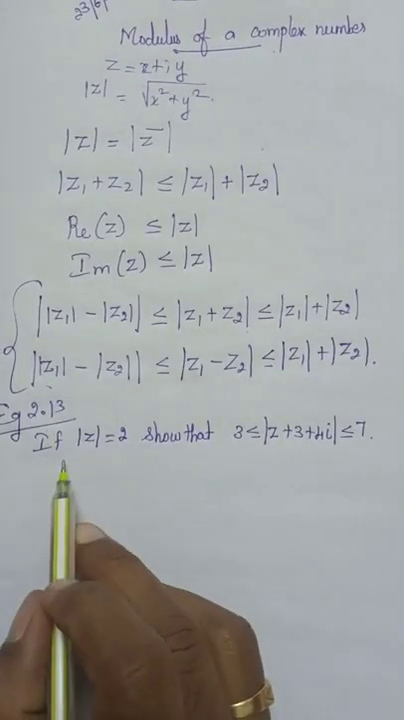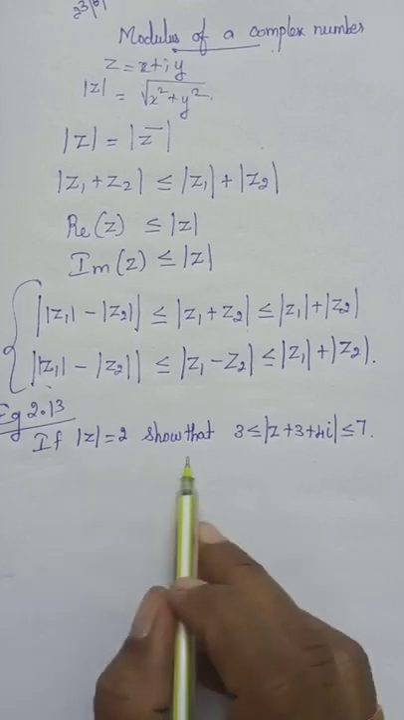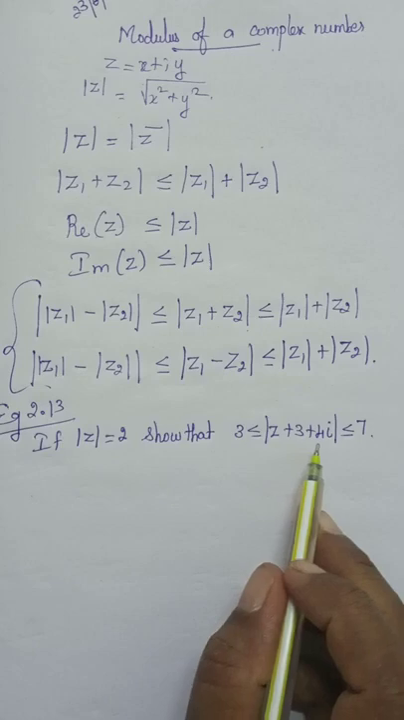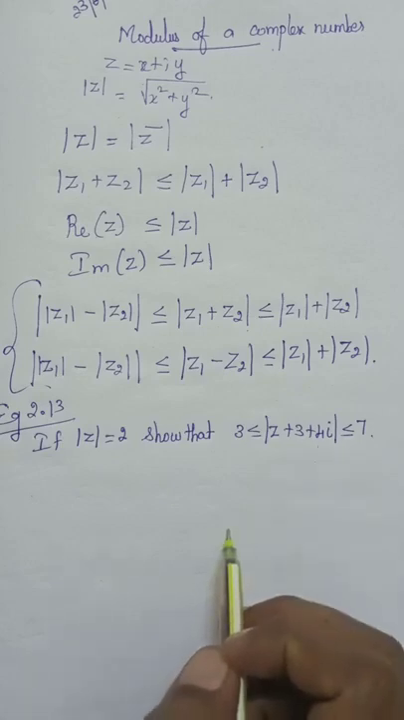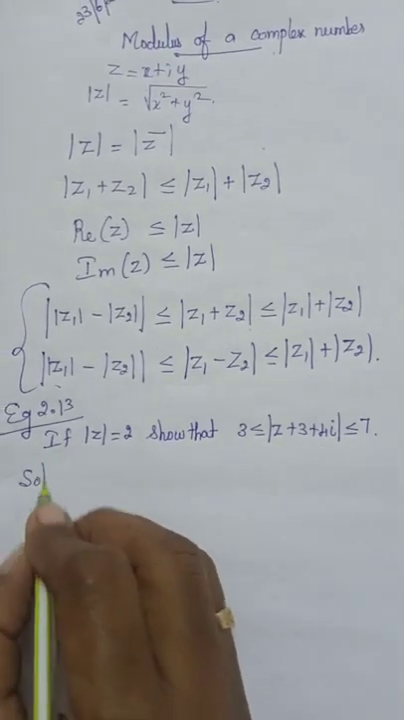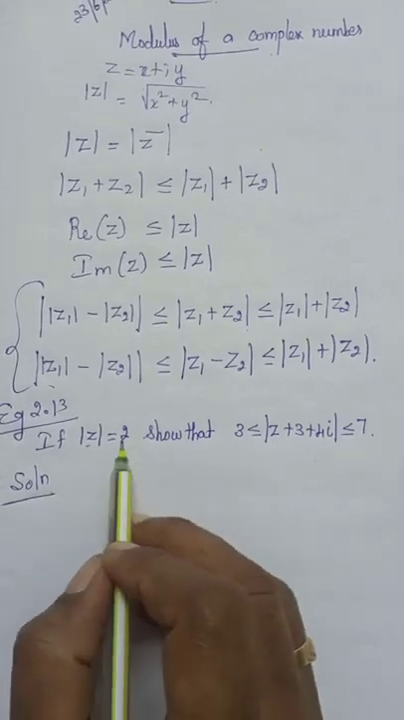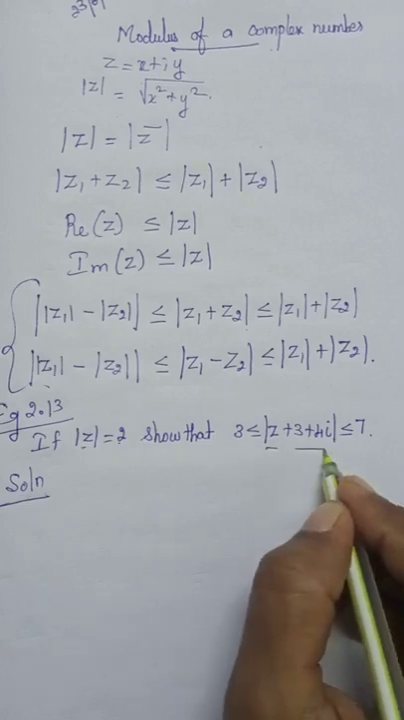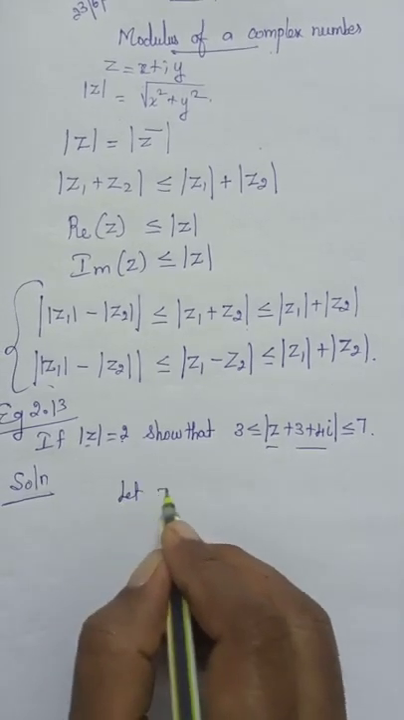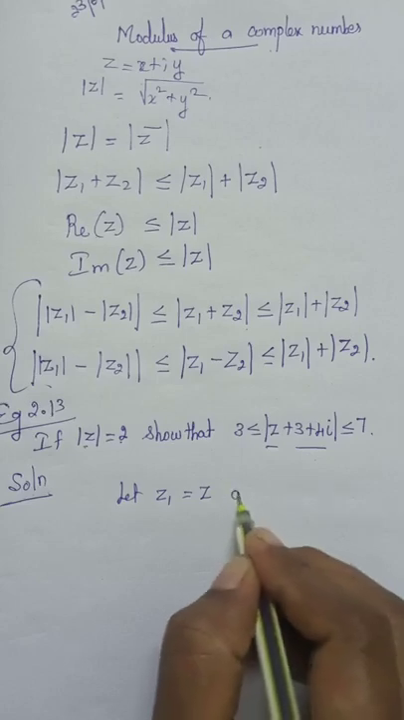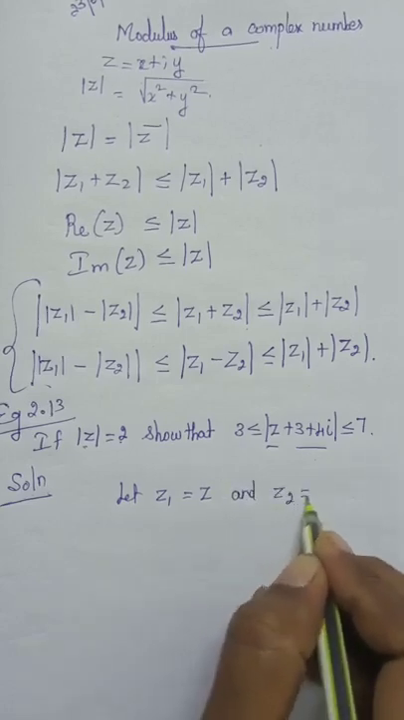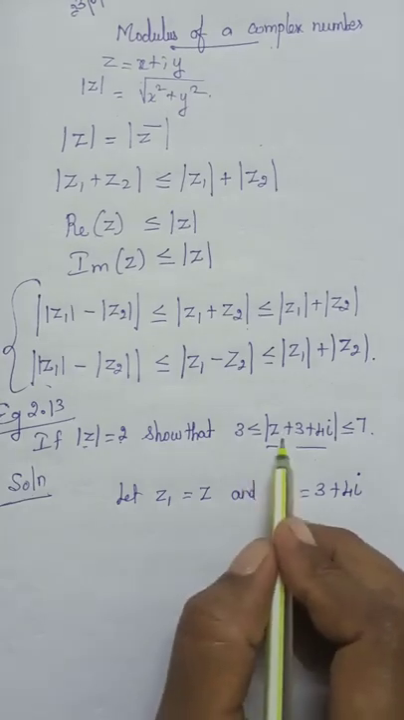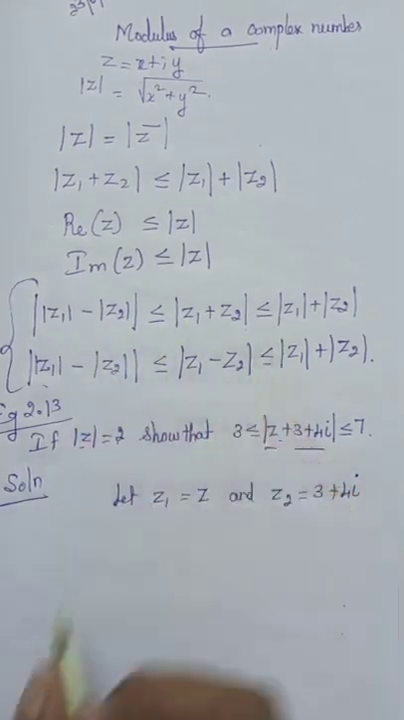Example 2.13. If modulus z equal to 2, show that 3 less than or equal to modulus z plus 3 plus 4i less than or equal to 7. Say, modulus z value is given. So, I am going to separate this into two parts. Let z1 equal to z and z2 is equal to 3 plus 4i. In between, plus is there, isn't it? So, we can use this first condition.